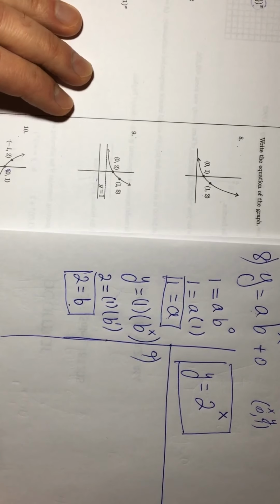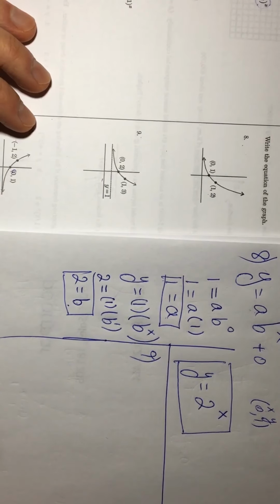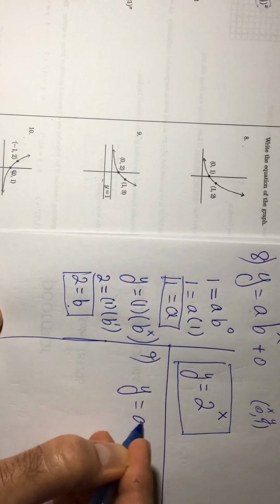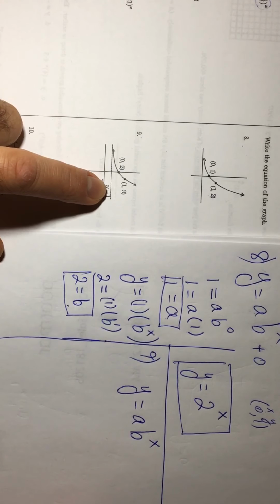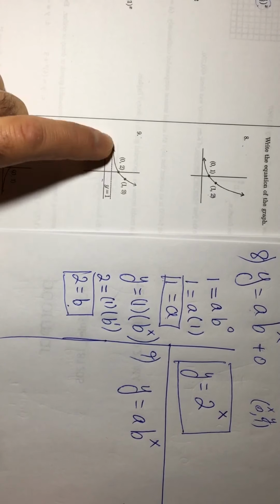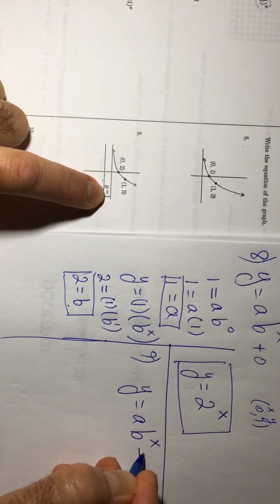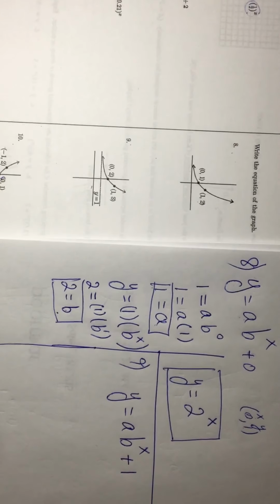Number 9, I hope you guys can see it. Okay, so again, we write the general equation, y equals ab to the power of x. But look, we have this dashed line. What does that mean? That means the asymptote is over there. It's not y equals 0. It says y equals 1. It's a positive 1, right? So I'm going to put plus 1. So there's an asymptote other than 0.